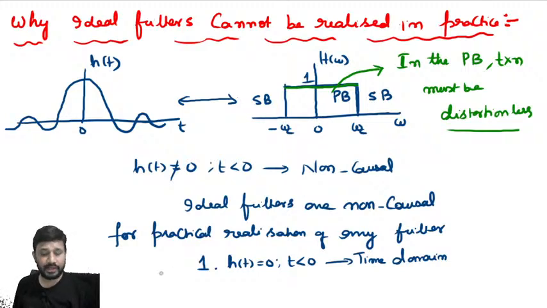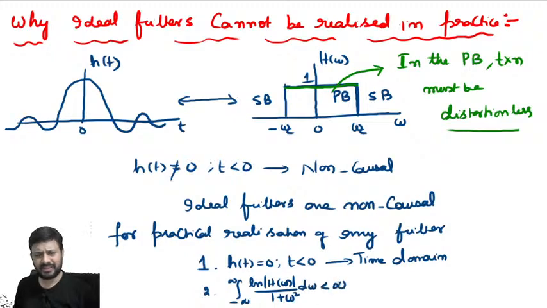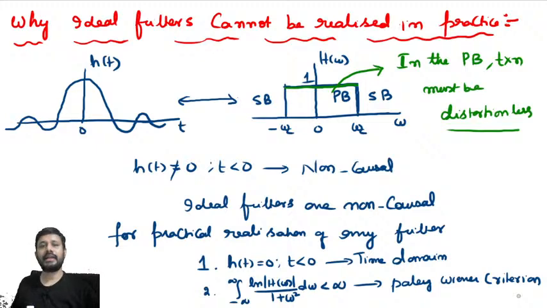In frequency domain also we can give the condition that your frequency response must satisfy this expression: the integral of ln of mod of h of omega by 1 plus omega square d omega must be less than infinite. This is what is known as Paley-Wiener criterion.